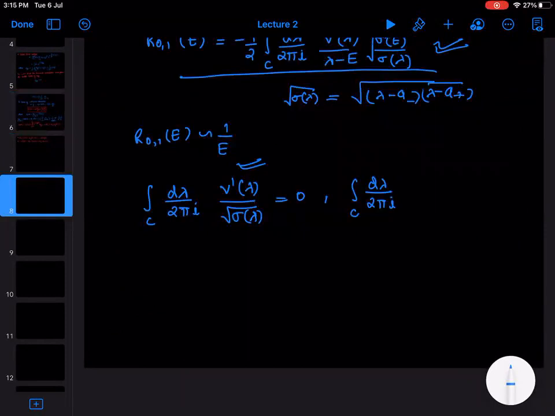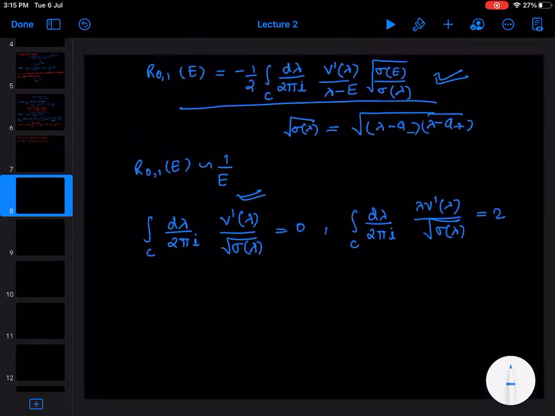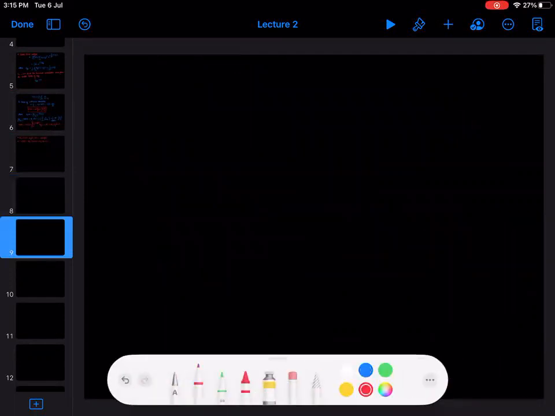Okay, should I move on? So these are the two equations that we can solve to find out the values of A minus and A plus. To get a full solution of the saddle point equation, we have to solve these two equations and then evaluate this. This is how we find R0,1.